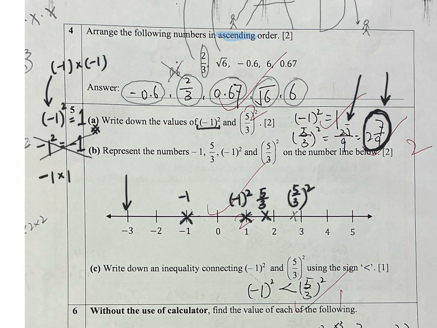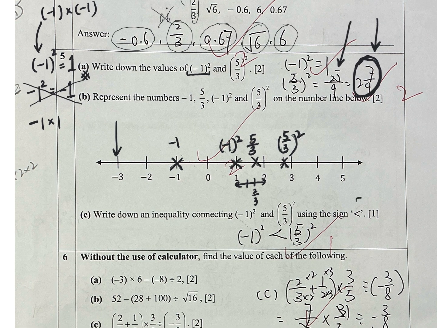So mark on the number line. This must be really around 2/3. So we will be looking at your proportion. Any 1 mistake, -1, 2 mistakes, no marks. So this kind of marks you must get.